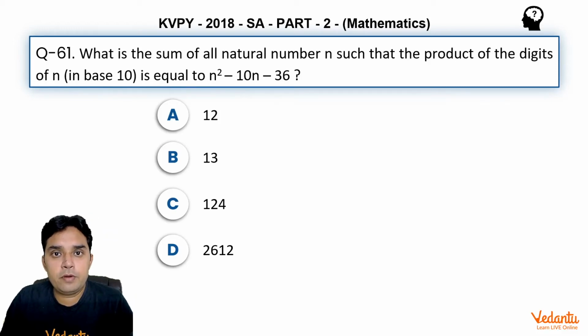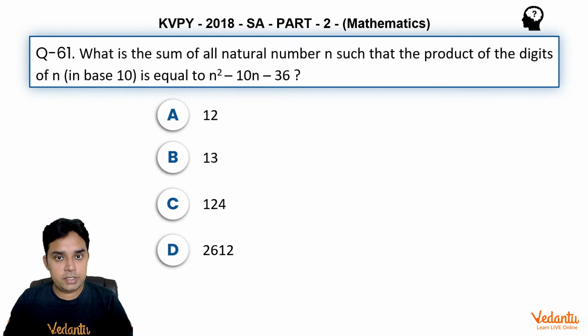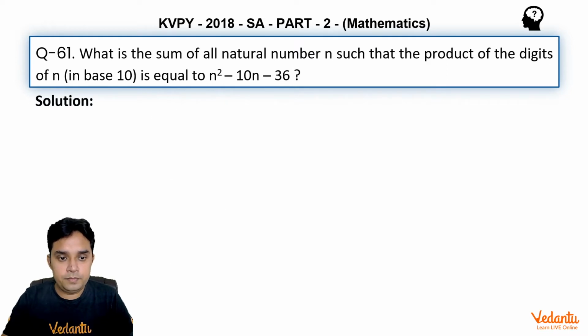We are discussing the KVPY 2018 essay stream paper. This is question number 61 of part 2, from the topic number system. The question says: what is the sum of all natural numbers n such that the product of the digits of n in base 10 is equal to n square minus 10n minus 36? The options are A 12, B 13, C 124 and D 2612.